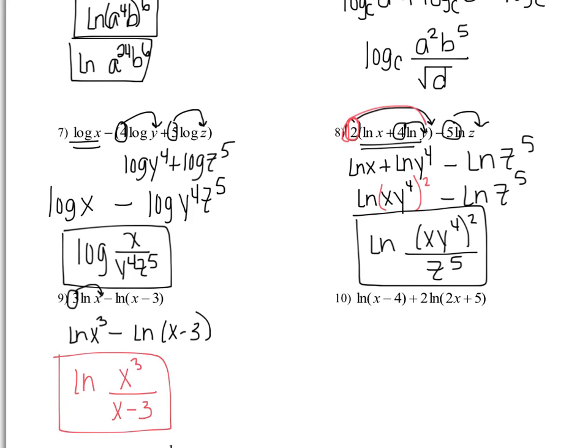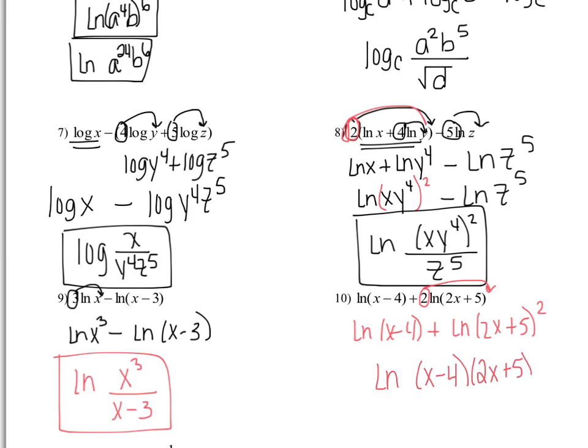That's it. And last but not least for number 10, this power jumps up in front. So I've got ln of x minus 4 plus ln of 2x plus 5 squared. I'm just going to fix this, doesn't look like an x. And adding means to multiply when I want to put them in condensed form. So this times this. No need to distribute anything out. That's just your final answer.